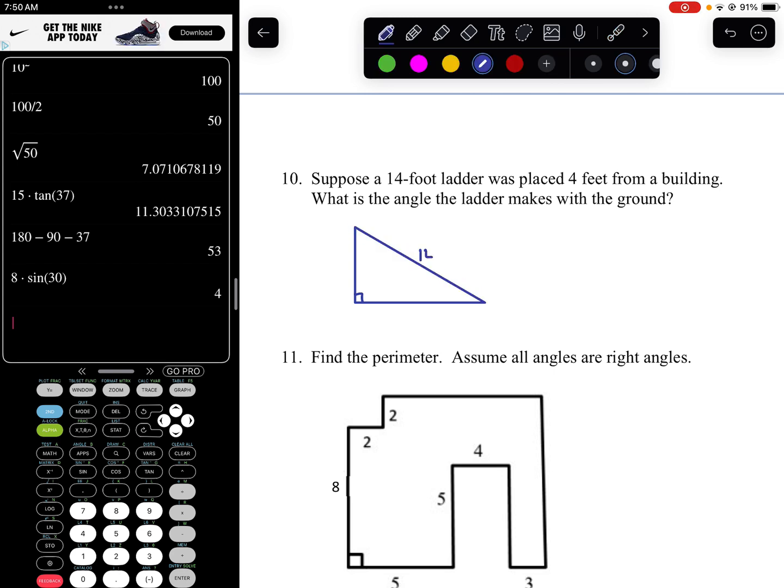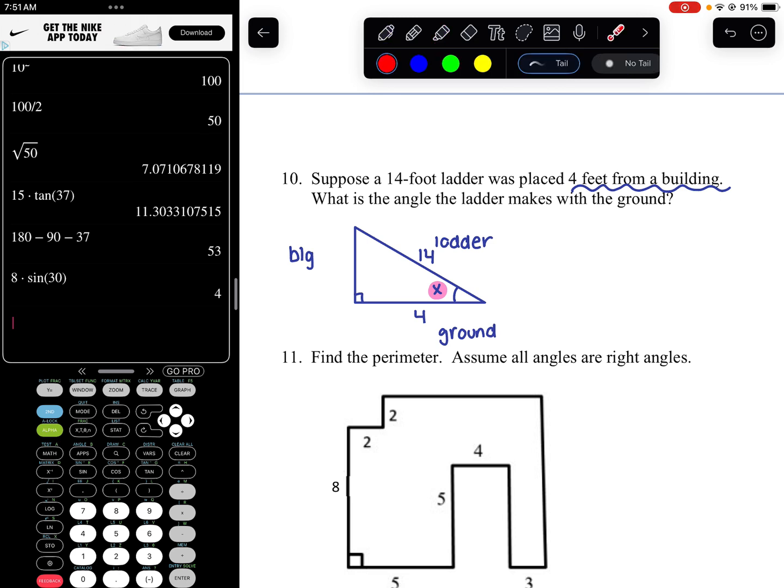So the 14-foot ladder is your diagonal. It's placed 4 feet from the building. Imagine this is your building, this is your ladder. The bottom of the building to the bottom of the ladder is 4 feet. And they want to know the angle that this ladder is making with the ground. Ladder, ground, building. So focusing on our angle X, ladder to ground, let's go ahead and label our sides of 4 and 14.